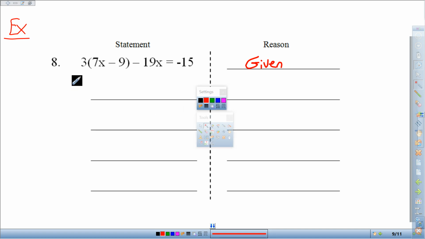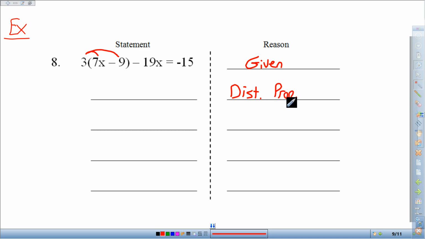All right, from here, I notice we have some distribution. So I'm just going to distribute the 3. That's all I can do on this step. So I'm using the distributive property. All right, so it looks like we're getting a 21x minus 27, bringing down this minus 19x equals -15. Okay, so here's kind of why I wanted to do this one.